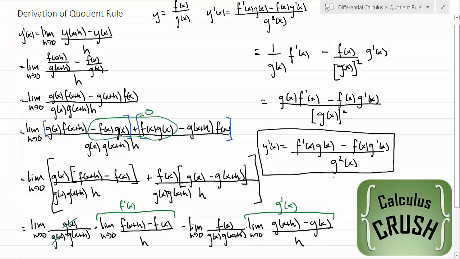So there you have it. That's the derivation of the quotient rule. Now you know where it comes from.